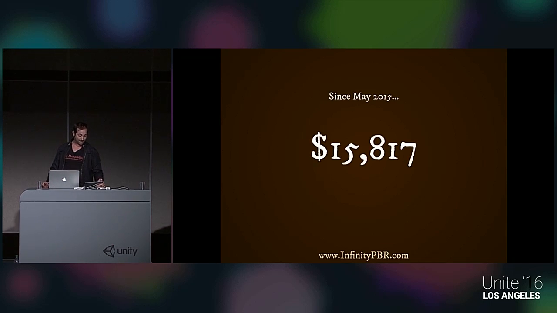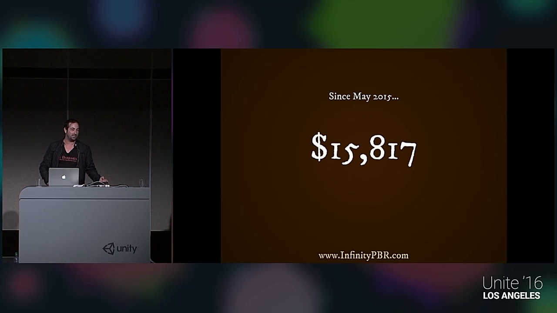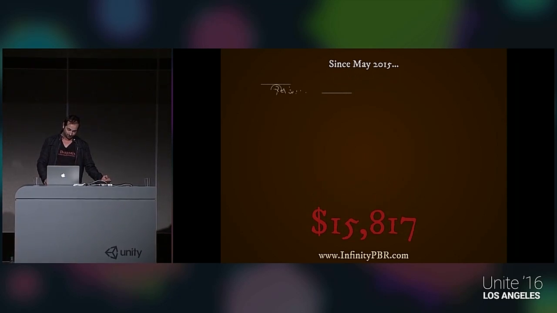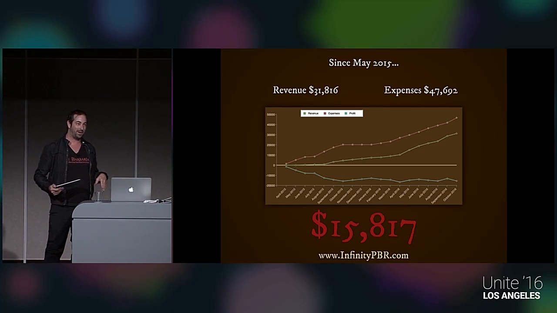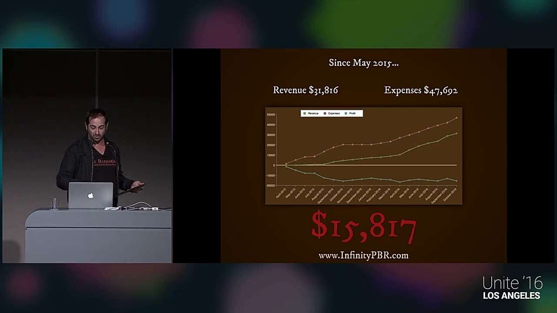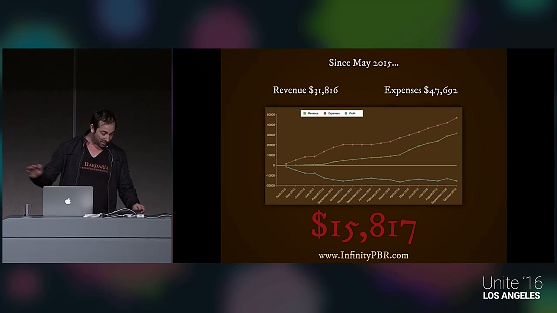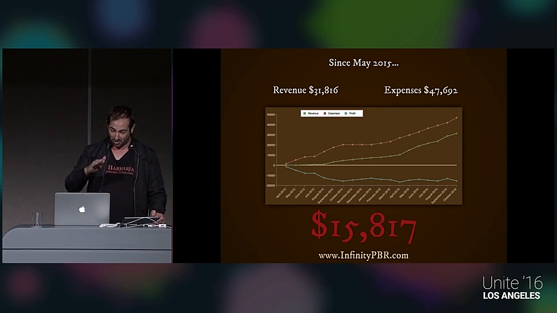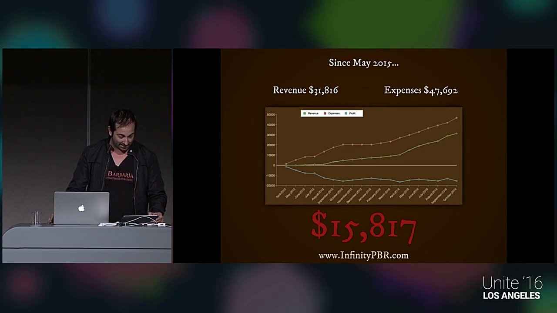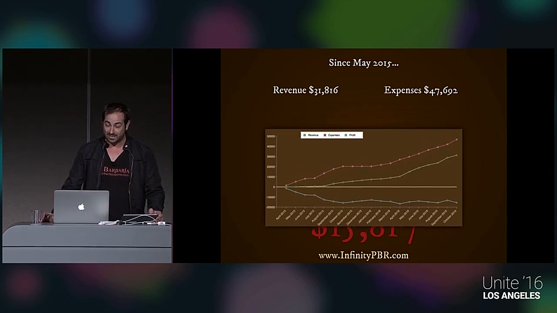All right, so since May of 2015, $15,817 is how much I've lost. I've brought in about $32,000, spent about $48,000, and you can see the graph here over time. One thing to note is that the profit line, the blue line on the bottom there, is actually relatively stable, so that's nice. As I keep making more, I keep spending more. But generally sales are up.